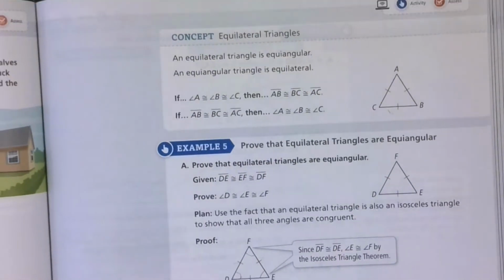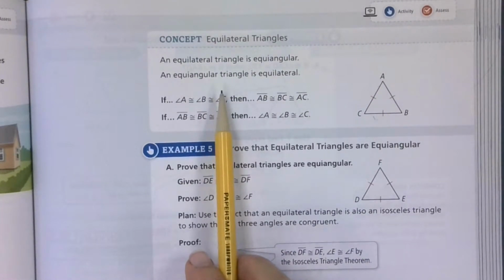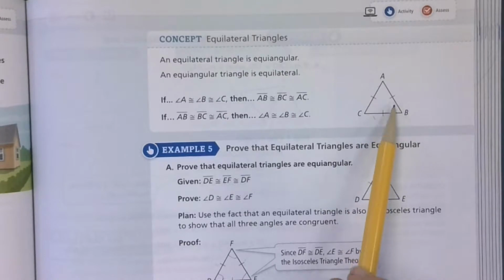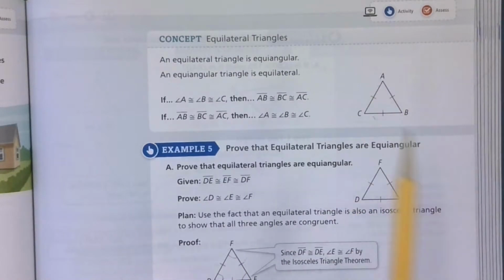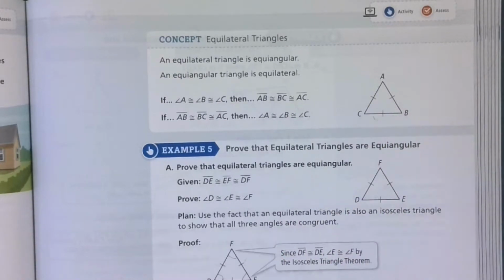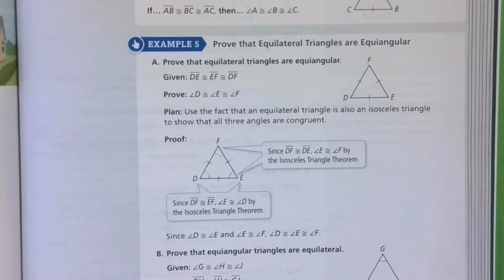Then you've got the concept here of an equilateral triangle. All they're saying is if all the sides are congruent, then all the angles are congruent. And they also tell us if the angles are congruent, then the sides are congruent. Let's look at example 5. Prove that equilateral triangles are equiangular.